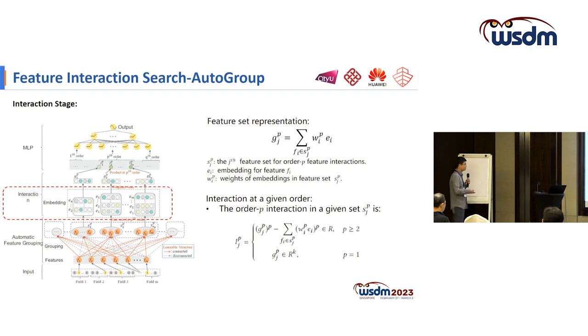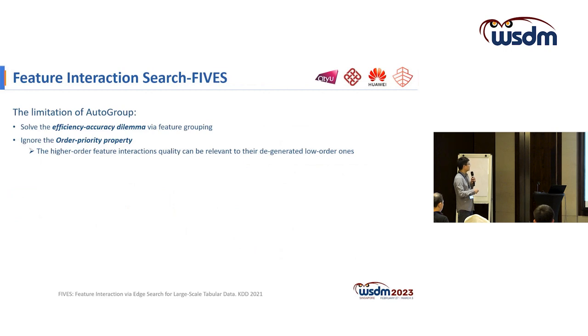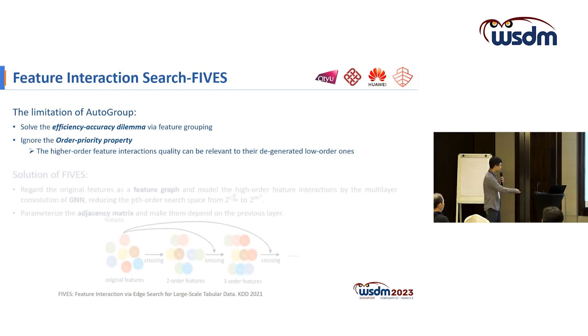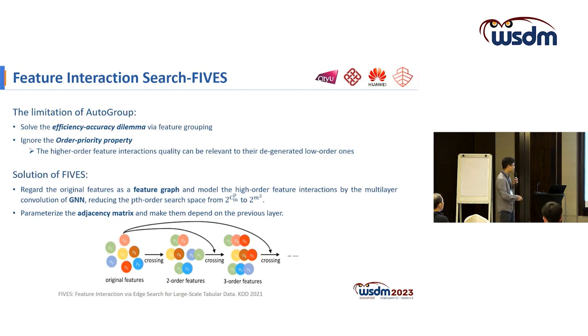So the feature grouping work can solve the problem of generating high order feature interactions efficiently, but unfortunately, it has another drawback. We find that AutoGroup ignores a property called the order priority property. It means that the quality of high order feature interactions can be related to their degenerated low order ones. It is almost impossible to generate high order feature interactions with high quality from low order feature interactions with low quality. That means garbage in, garbage out. This property is found by this work called FIVE, which was published one year later in KDD.